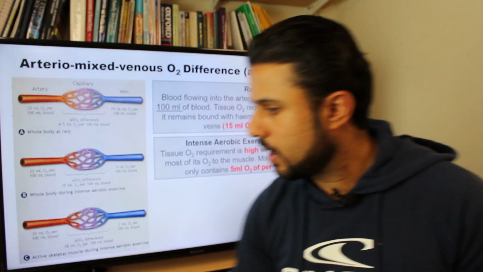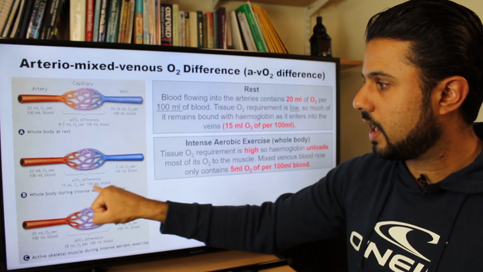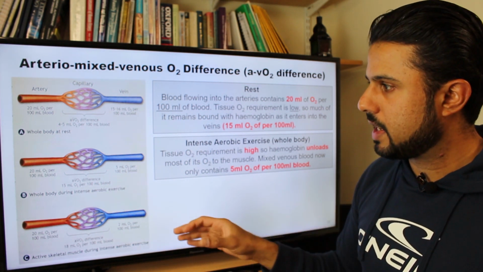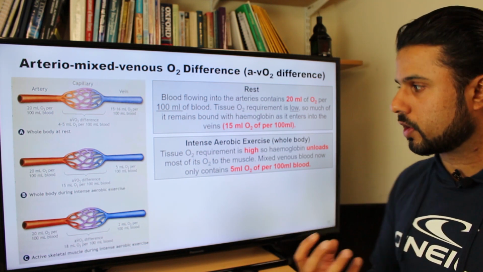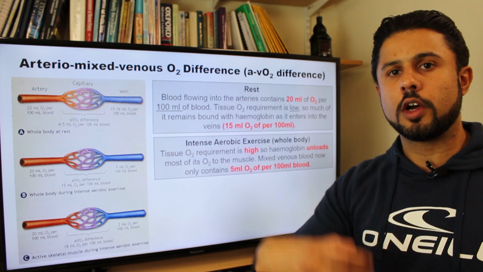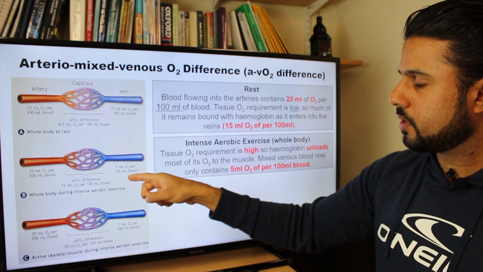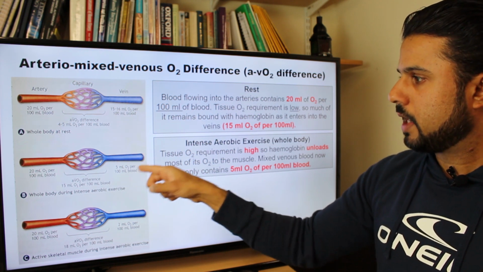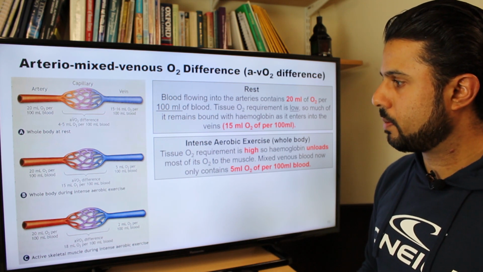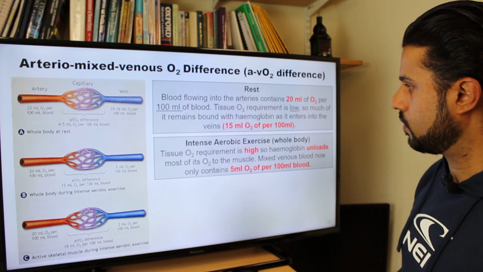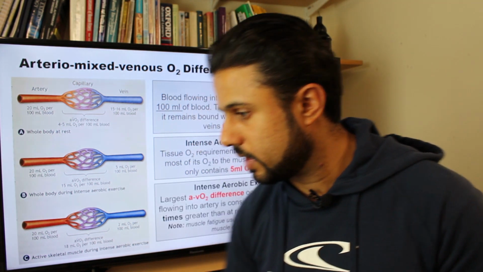As soon as we start intense aerobic exercise of the whole body, we will start to see a greater arterial venous oxygen difference. Now what that means is the capillaries or the tissues are using much more oxygen. So the hemoglobin is unloading more of its oxygen to the tissue, so a lot more oxygen has been used. So in the end, if we take a venous blood sample, we will actually see that there's much less oxygen remaining in that venous blood sample. So most of it's been unloaded to the tissue. So that's what happens with intense exercise.